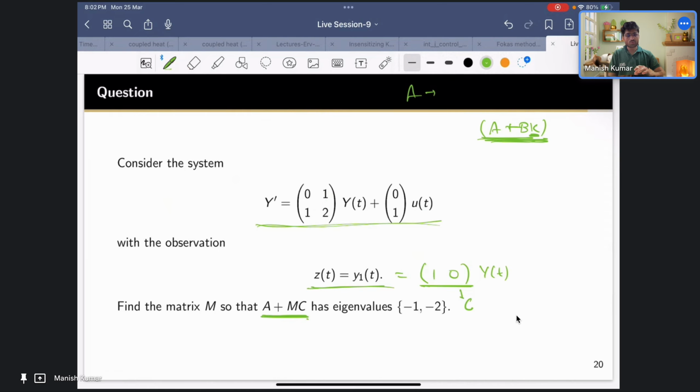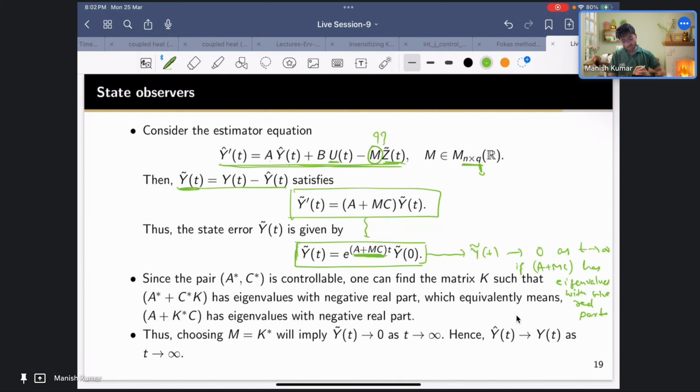Why do we need this kind of question? To address this kind of problem, that when you take the approximation, whether this y tilde, the difference or the error, converges to 0 or not. That can be done by choosing proper M, and C is the observation matrix. So the problem is similar, but now this question has changed in a duality form. What earlier question was to find the feedback control, over here we are trying to find this matrix M, so that the difference between the observation and the exact thing goes to 0.